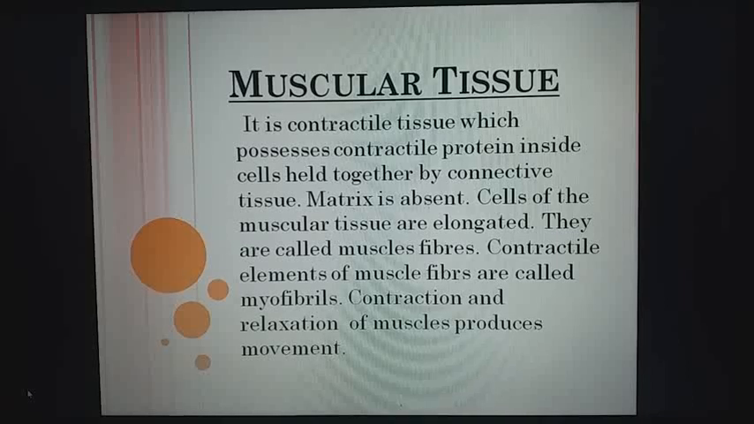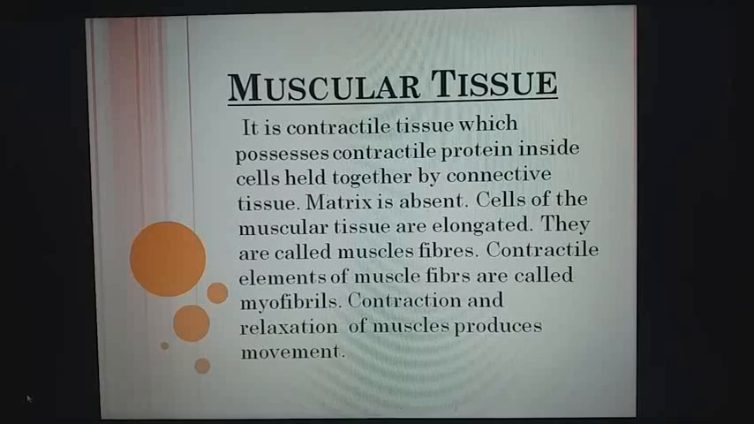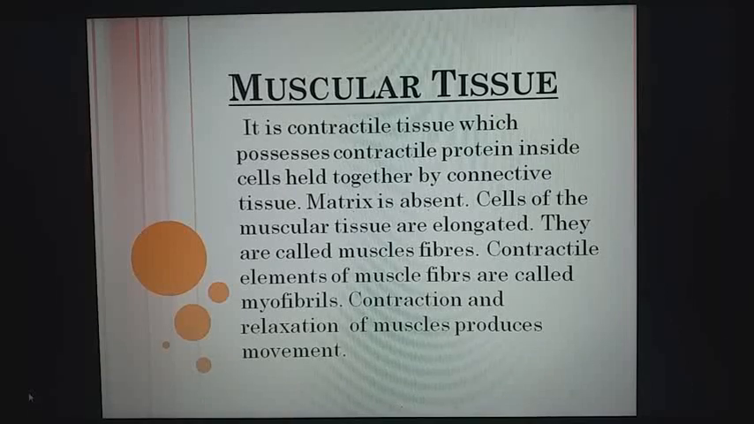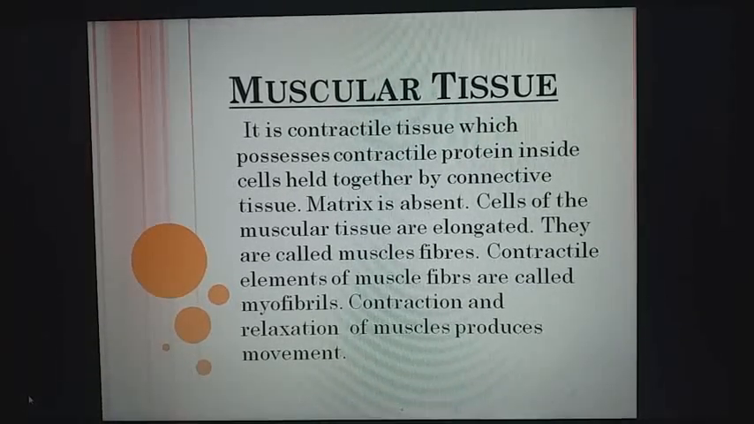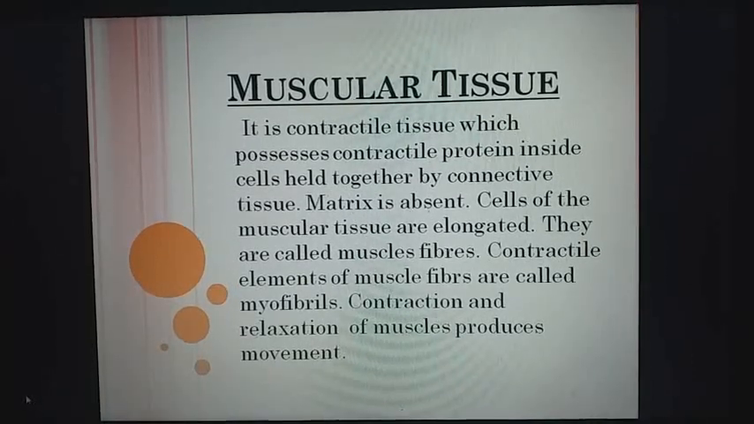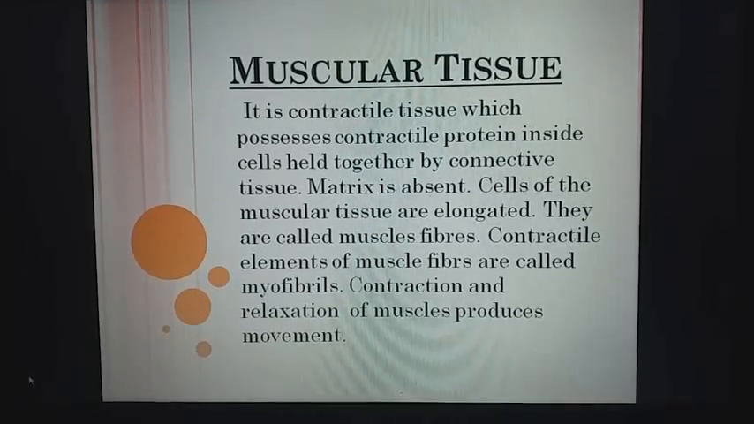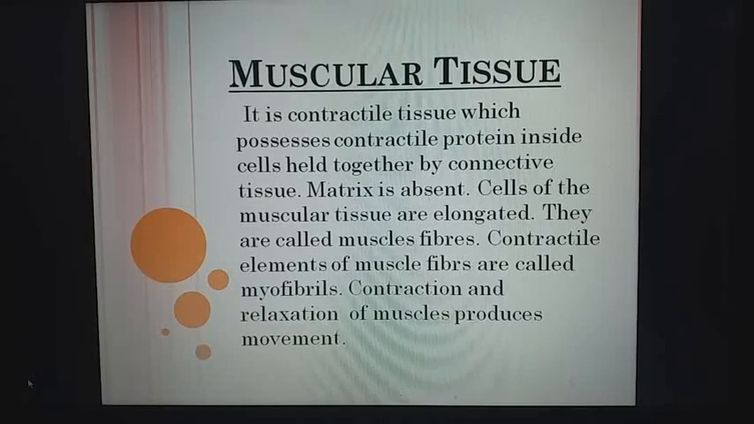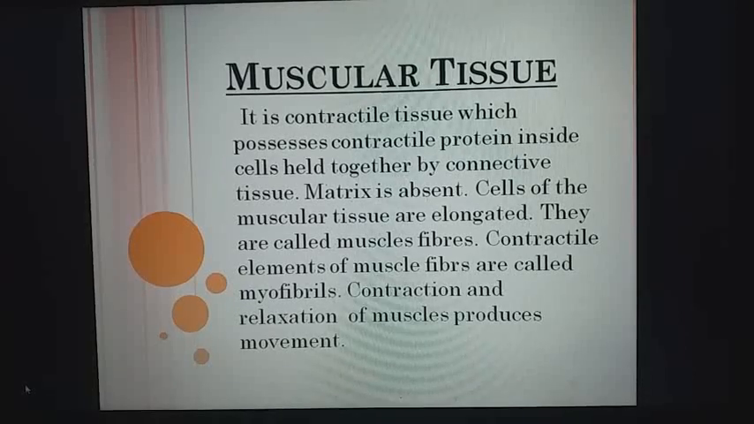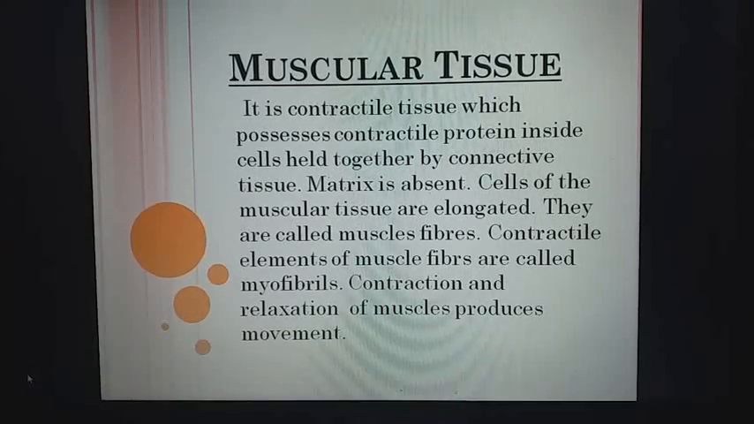So muscular tissue is contractile tissue which possesses contractile protein inside the cell, held together by connective tissue. Matrix is absent. Already we have discussed that in connective tissue matrix was present, that can be in the form of the jelly-like, solid or liquid. But here matrix is absent. Cells of the muscular tissues are elongated. They are called muscle fibers also. Contractile element of muscle fibers are called myofibrils that helps in the contraction of the muscle. Contraction and relaxation of the muscle produces movement.